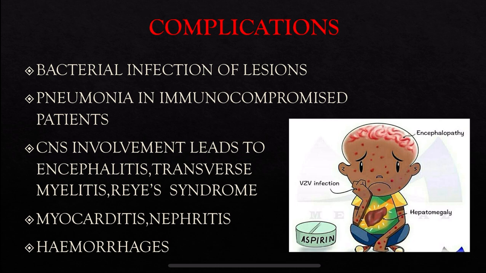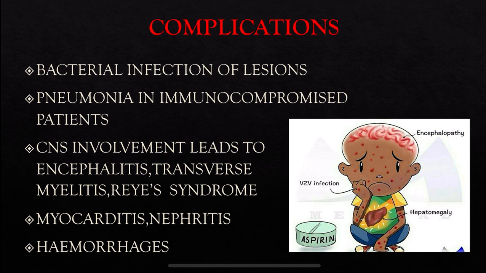Moving further to the complications of chickenpox: bacterial infection of the lesion. The bacteria can come into the lesions, and then the bacterial infection can occur there. Pneumonia in immunocompromised patients. If the person is already immunocompromised, he could be suffering with HIV, AIDS, diabetes. So if the person is immunocompromised, then he can come up with pneumonia.